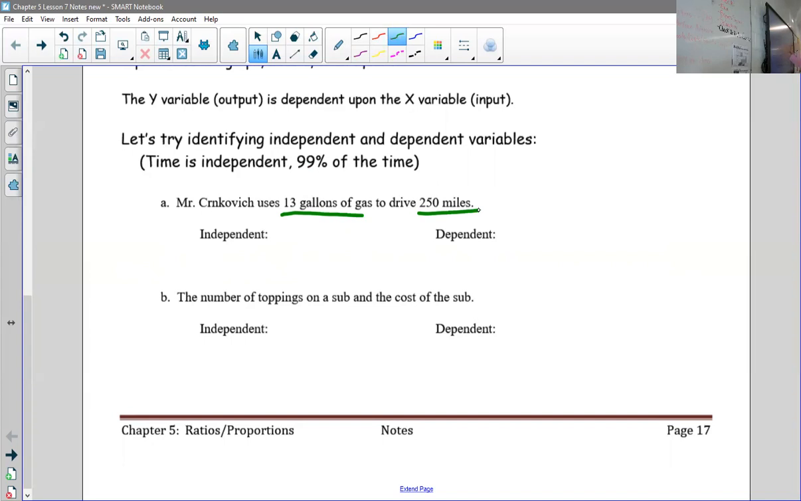So our independent variable is our amount of gas that we decide to put in the car, and our dependent variable is the number of miles.